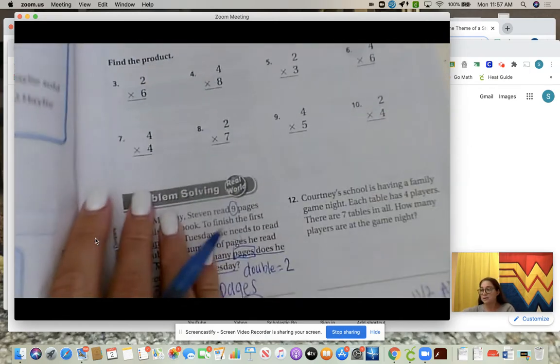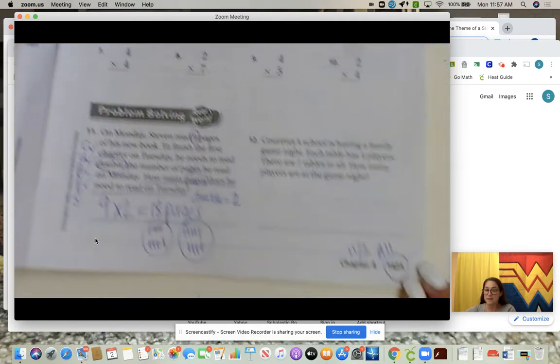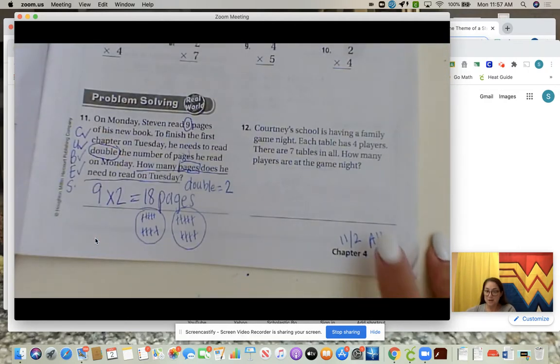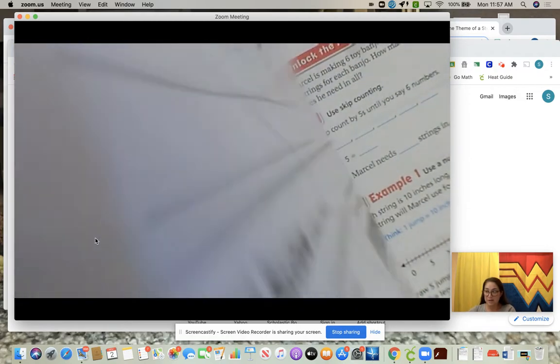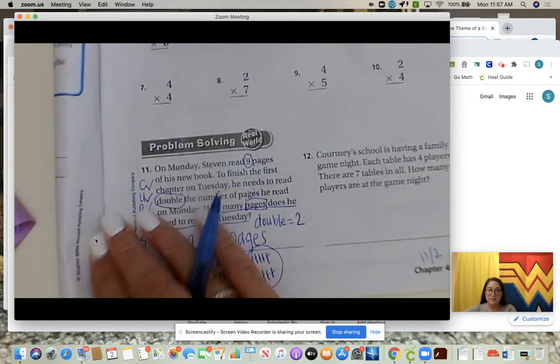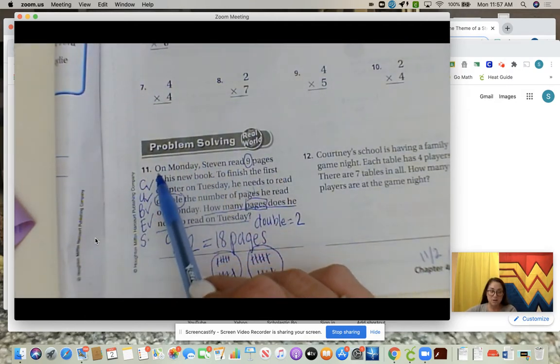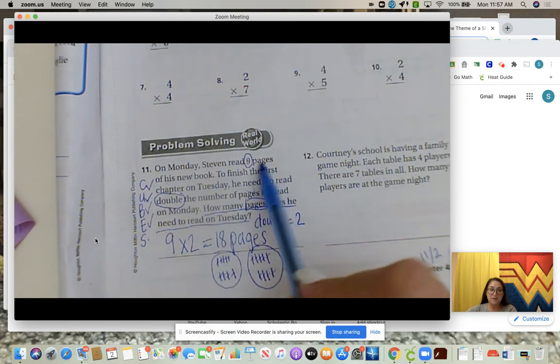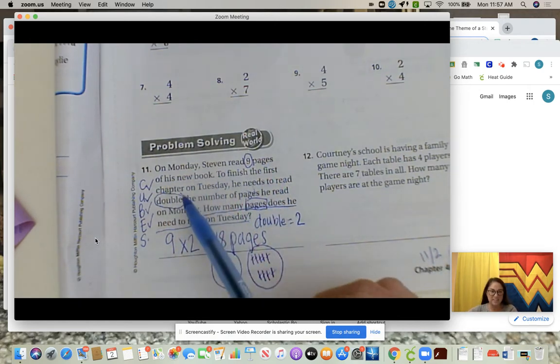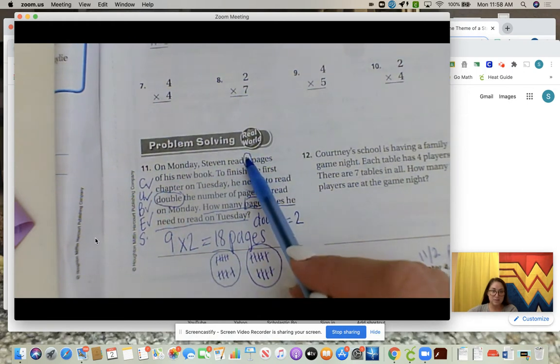For homework, it is page 142A, all of it. And we cross out the back, and I'll show you why. But first, we did one together, and I'll explain it. On Monday, Stephen read 9 pages of his new book. To finish the first chapter on Tuesday, he needs to read double the number of pages he read on Monday. How many pages does he need to read on Tuesday? We do cubes. Our question we underlined. Circled our key numbers, 9.